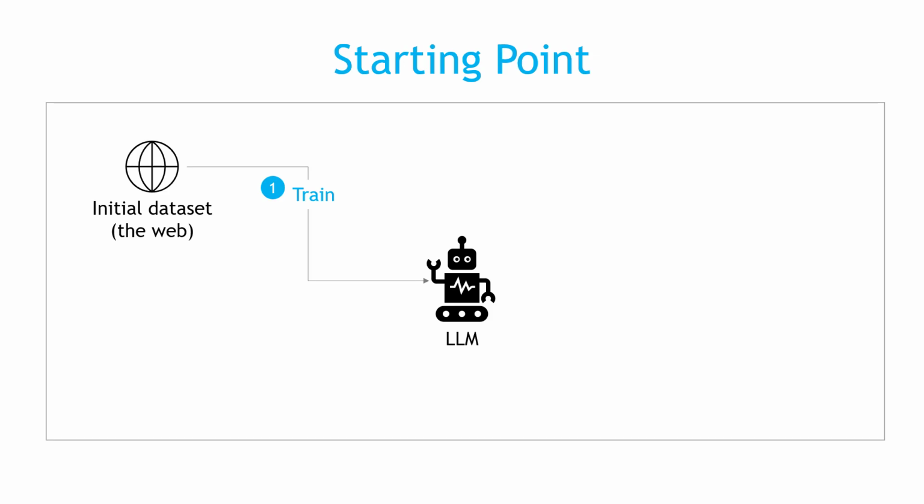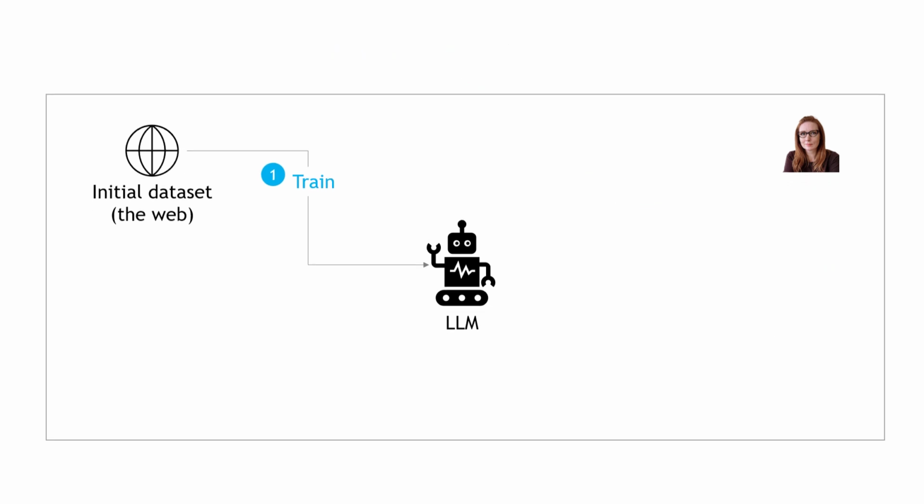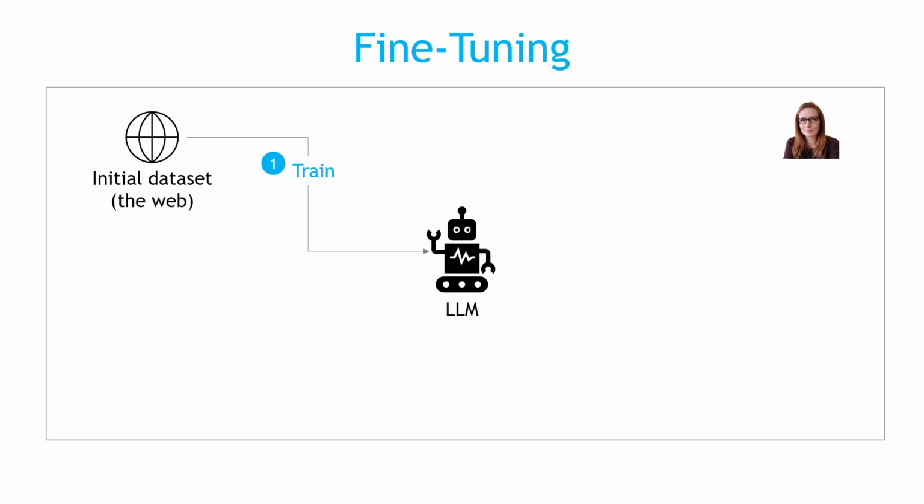As we already said, the LLM has been trained on some initial data set, and for popular LLMs today, that's basically the web. So I can send in a query, and it can give me a good general answer in a conversational tone, and all of those things that we already know. Okay. So what is fine-tuning?